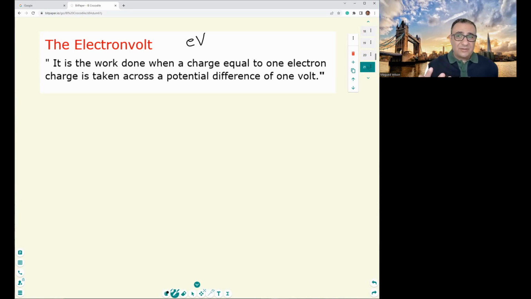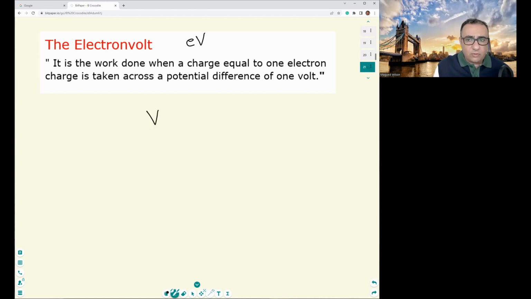So electronvolt should be like the non-SI unit of joule, for example, because we know the SI unit of work is joule. But sometimes you may see that electronvolt is not joule. So now let me present how to convert from electronvolt into joule. So I'm going again to start with the definition.